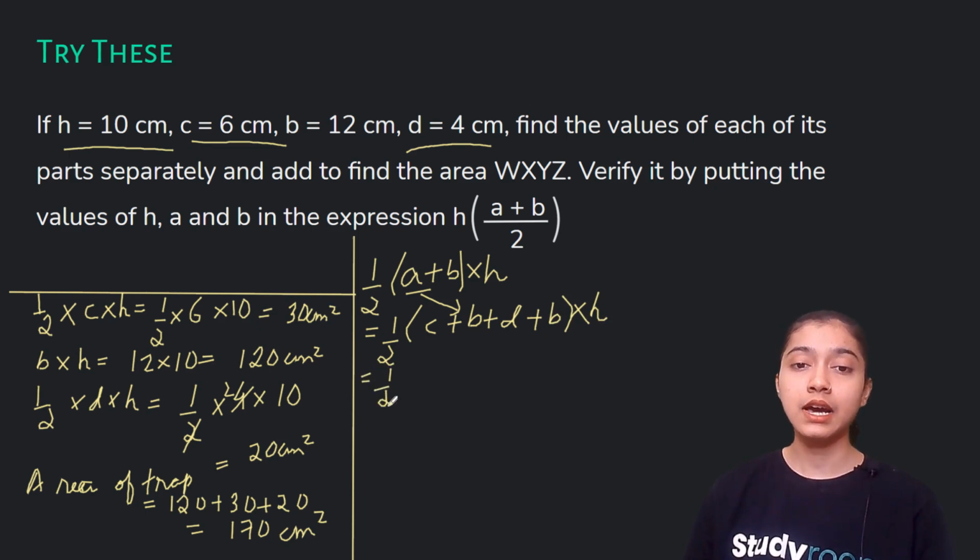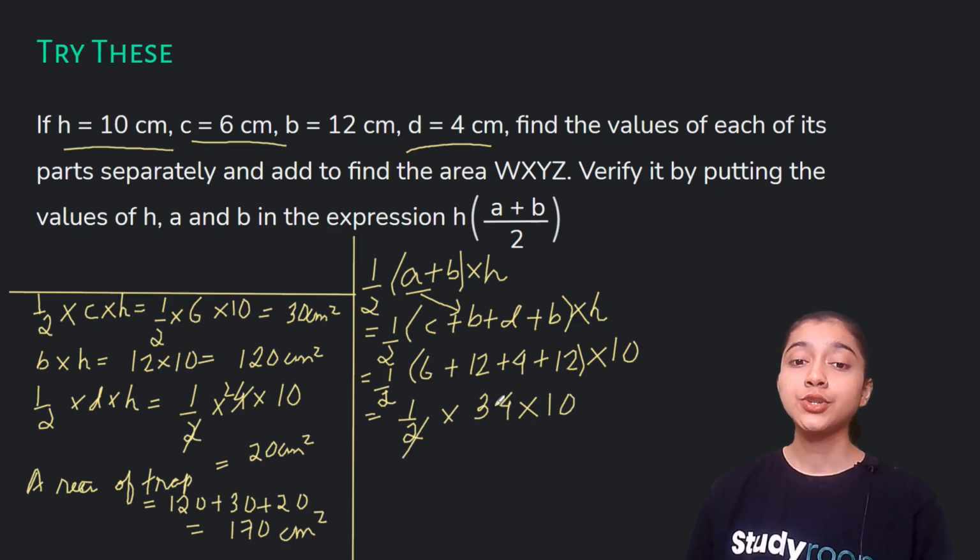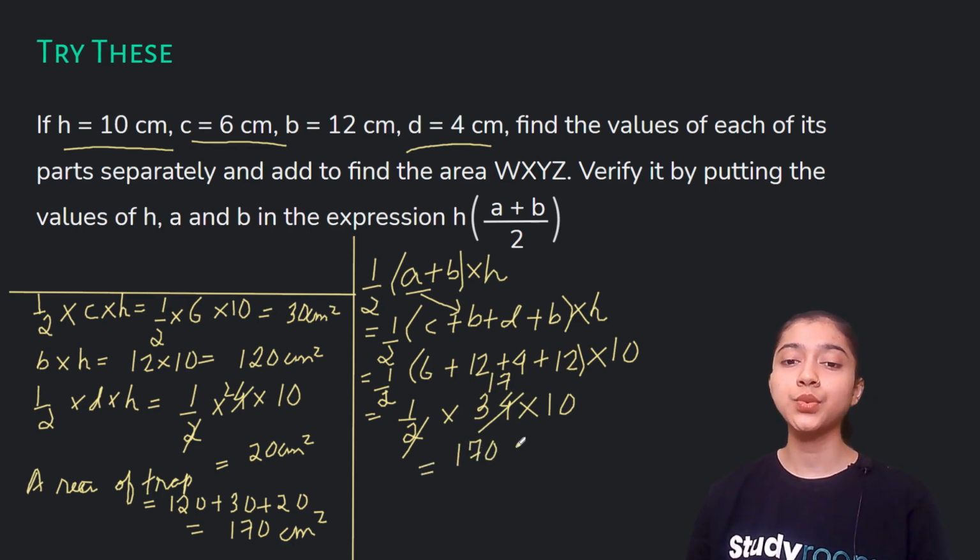So this gives us half into the value of C in the question, which is 6. The value of B is 12. Again the value of D is 4. And the value of B is 12. Multiplied with H, which is 10 centimeters over here. So here we have half. Adding up 6 plus 12 plus 4 plus 12 gives us 34. So this is 34 into 10, over 2. 2 times 17 gives us 34. So ultimately the area of the trapezium we get will be 170 centimeter square.